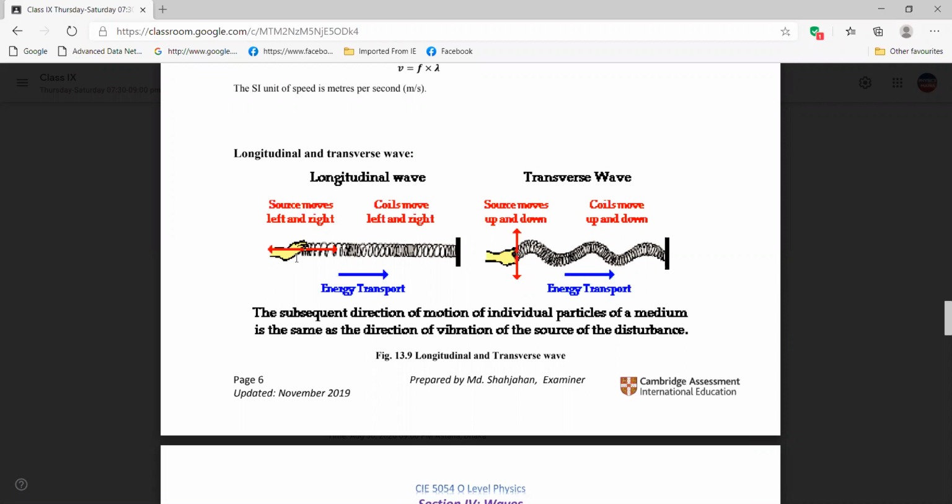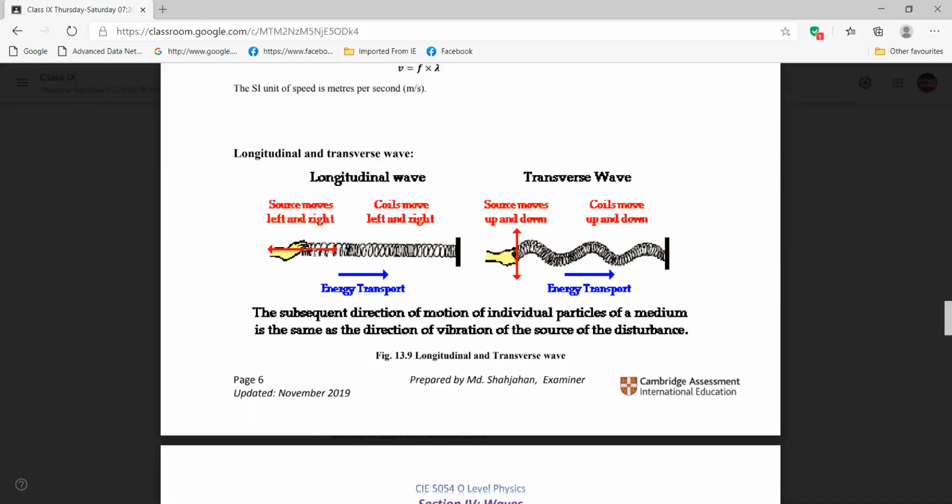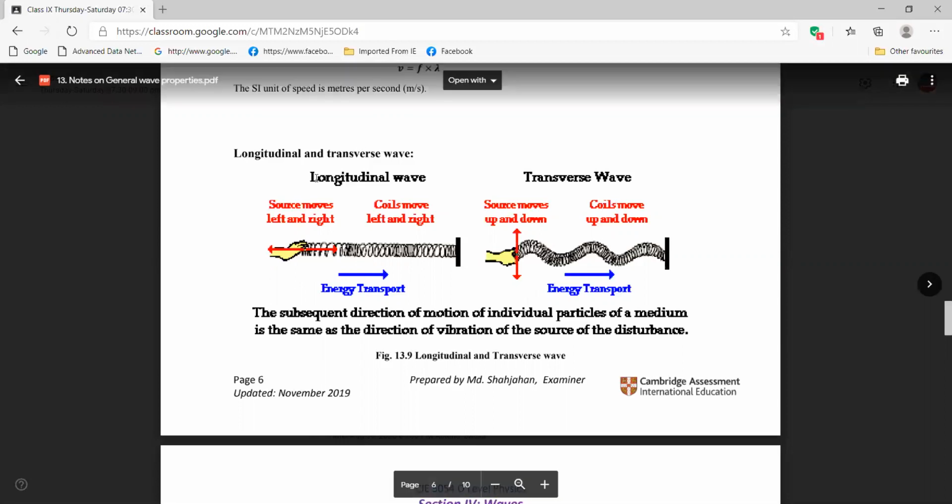So what you will do, you will draw these two springs and these arrows, red color arrows, and you will label here energy transport. Again for this spring we will label these two arrows energy transport. And this one is transverse wave, this one is longitudinal wave. That's it. Finish the diagram, then we will define what is called longitudinal, what is called transverse.